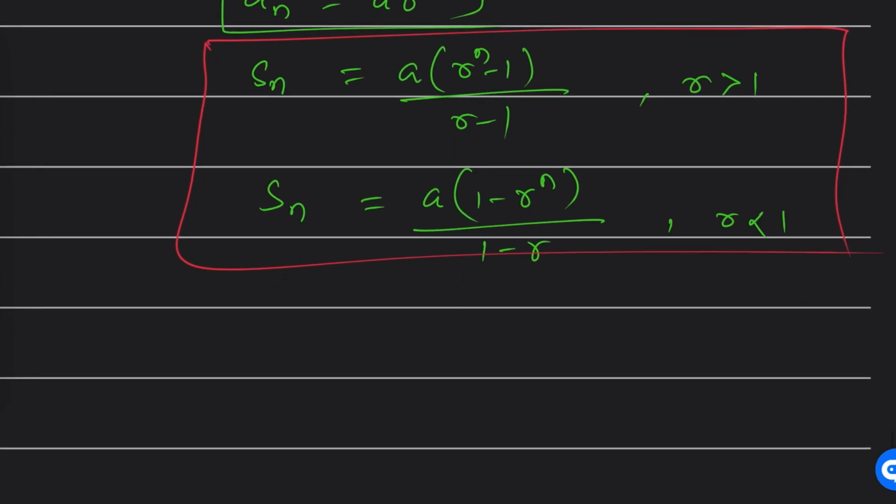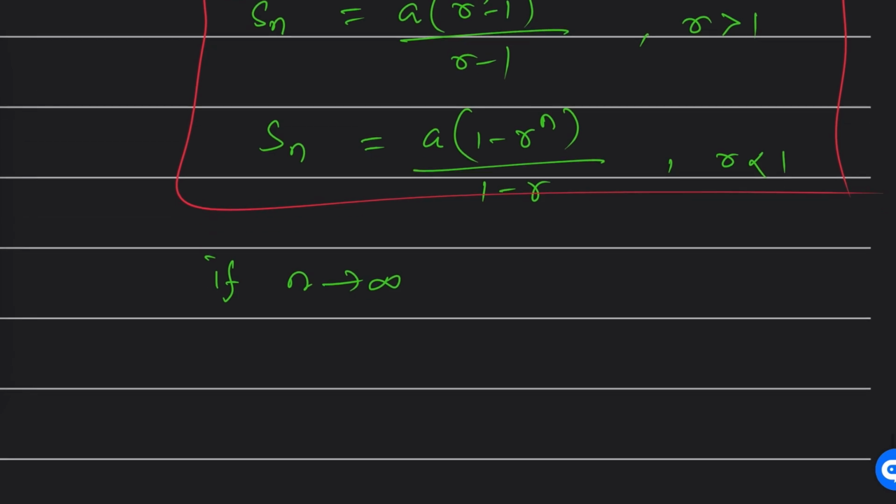Next is, sir, the special thing in GP you should remember, which I am going to explain now. Sir, if n tends to infinity, means if there are n number of terms in GP, you can use the above formulas. But if the number of terms is infinite, means n tends to infinity, how many terms are there? Infinite terms. Then how to manage, how to solve the summation of all these numbers?